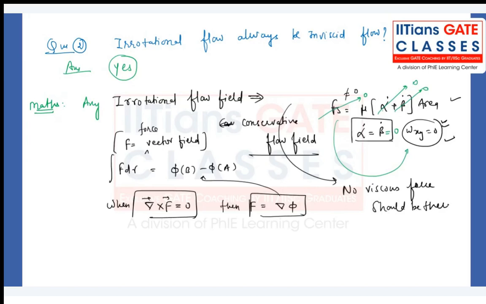If viscous force will be there, then what will happen? That will make the flow field non-conservative. Conservative means what? See, what you have done in engineering mechanics, the net force into distance, that is equal to what? Change in kinetic energy, right? Kinetic energy that is final, minus kinetic energy that is initial. That is what you have written.